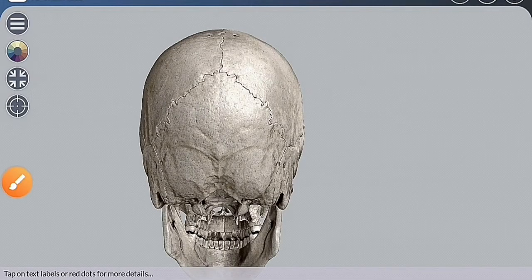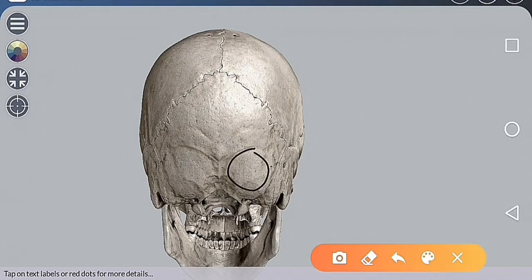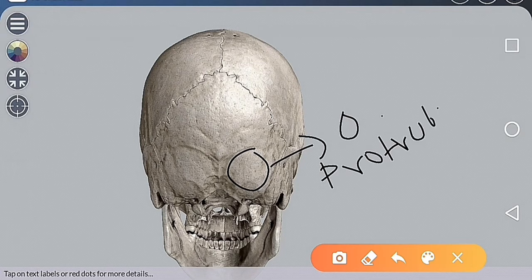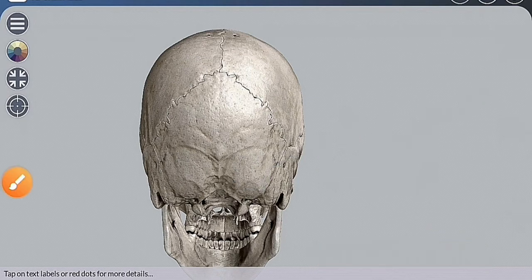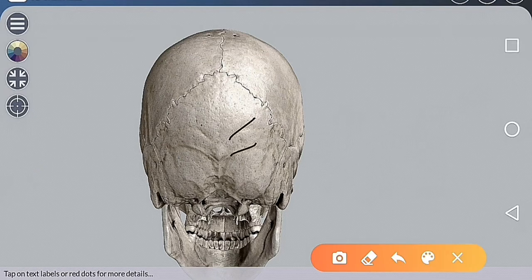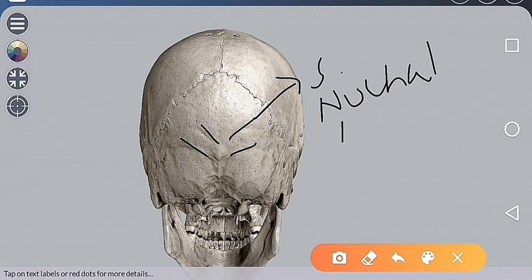Also, we have another structure here. These elevations are called occipital protuberance. And also we have these lines called the superior nuchal line, and this is called the inferior nuchal line.